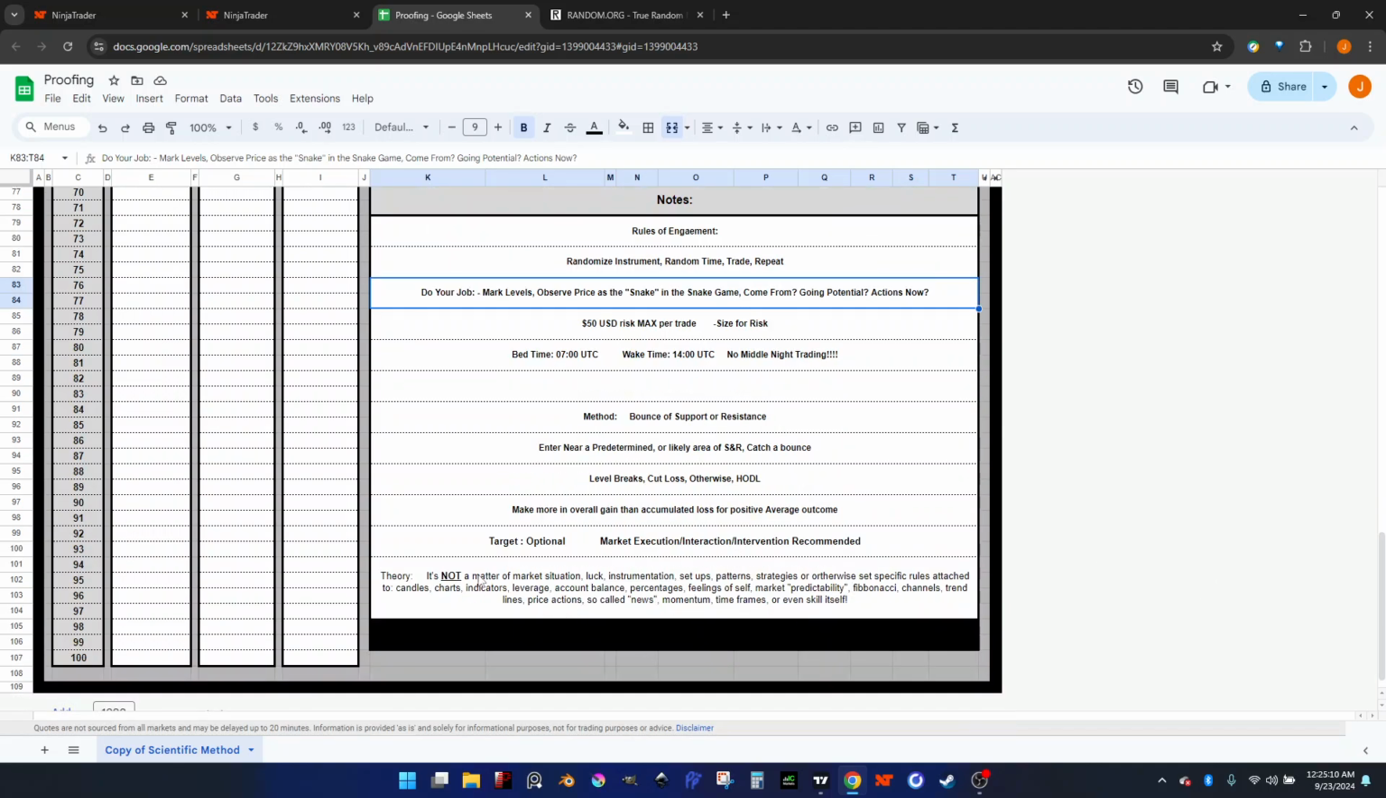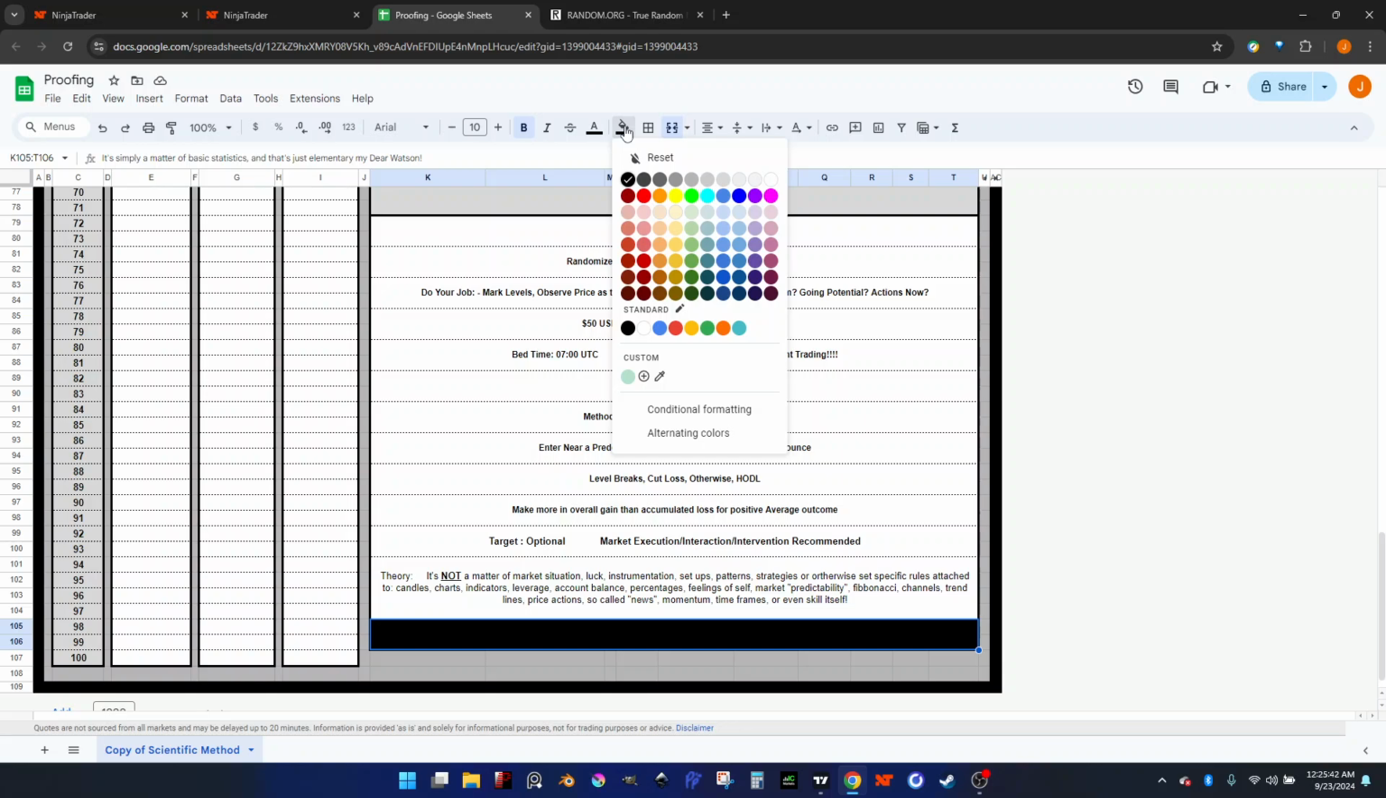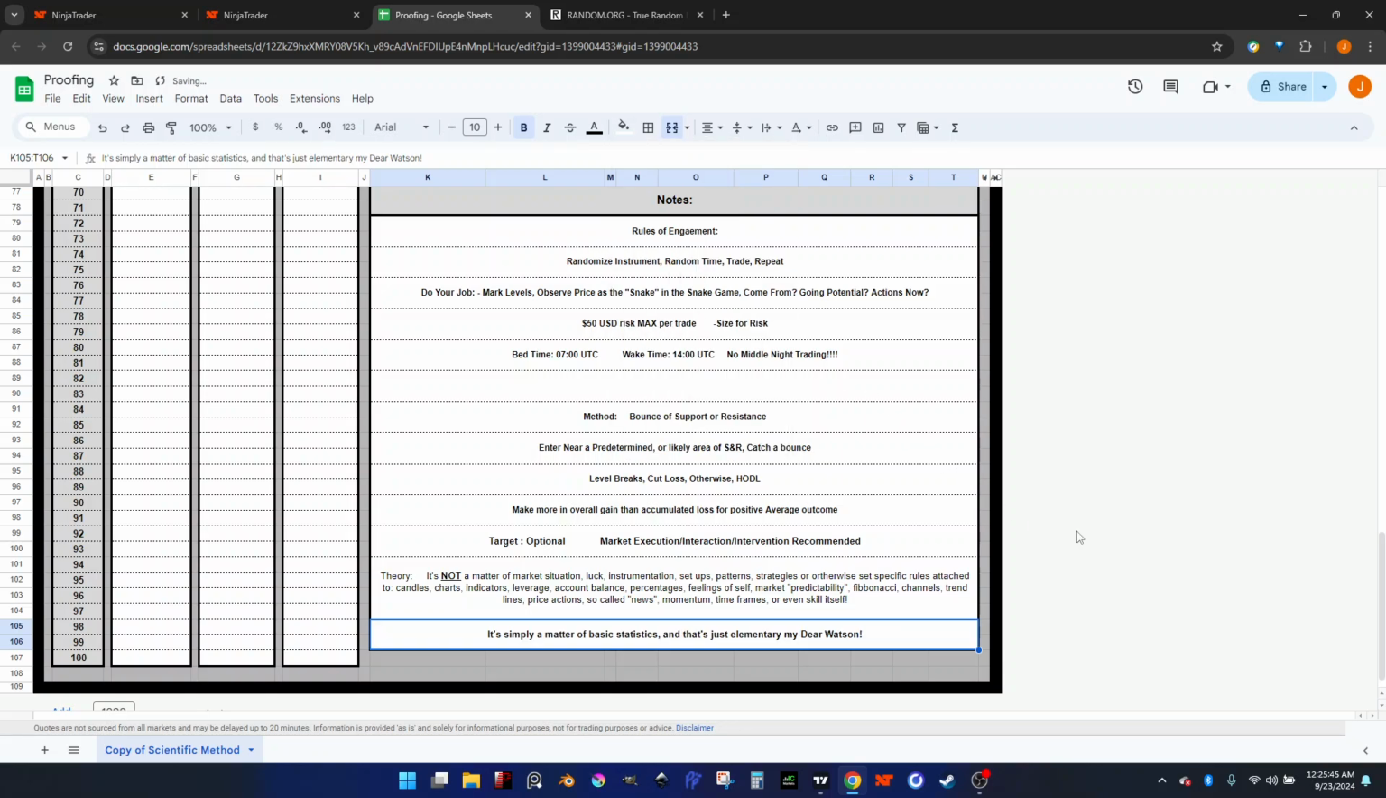Now, the theory is that it's not a matter of market situation, luck, instrumentation, setups, patterns, strategies, or otherwise specific set of rules attached to candles, charts, indicators, leverage, account balance, percentages, feelings of self, market predictability, quote unquote, Fibonacci, channels, trend lines, price actions, so-called news, quote unquote, momentum, timeframes, or even skill itself. Yes, I said it, skill itself. It is simply a matter of statistics. And it's just elementary, my dear Watson.